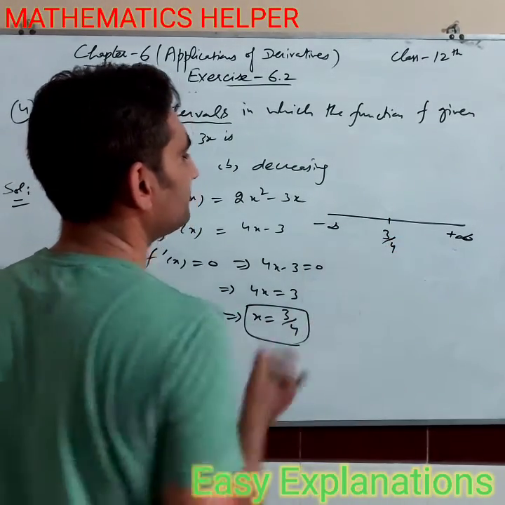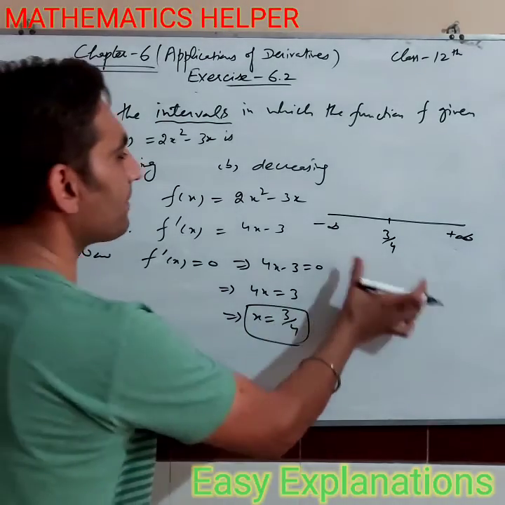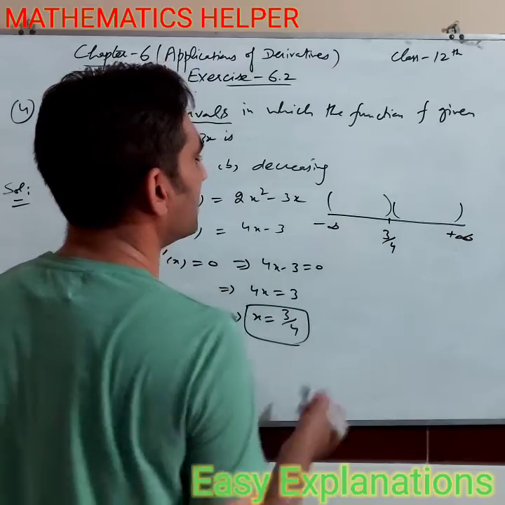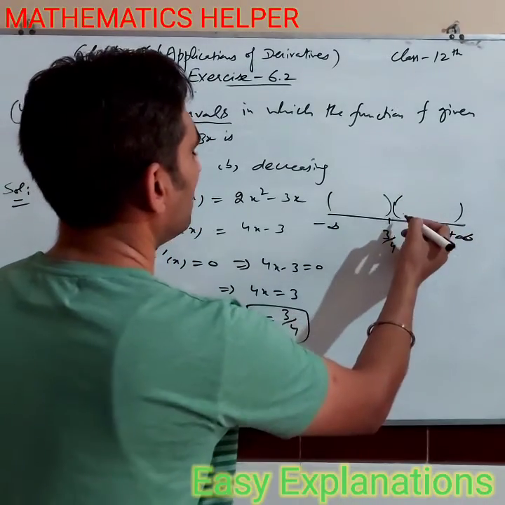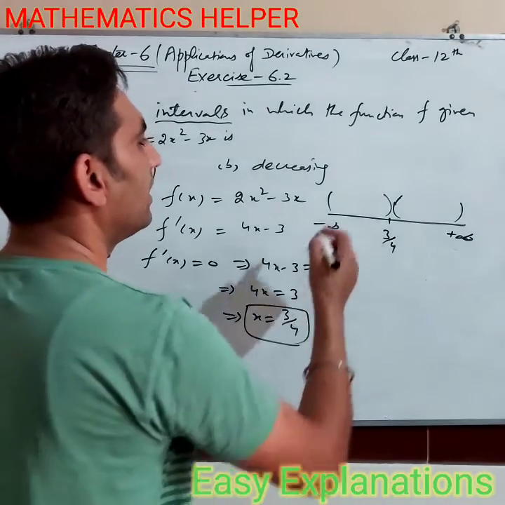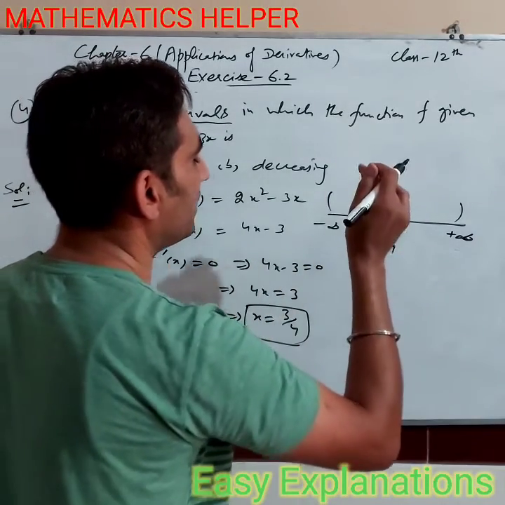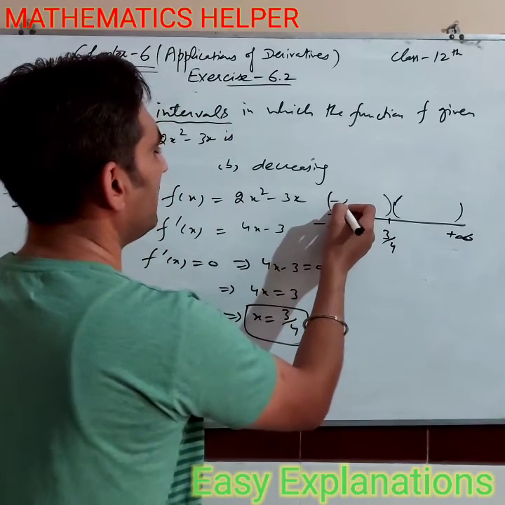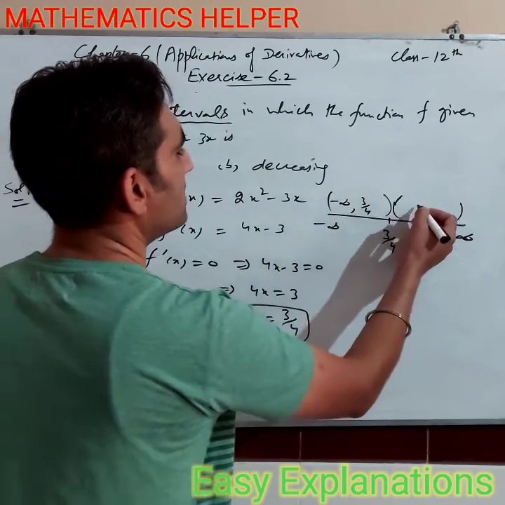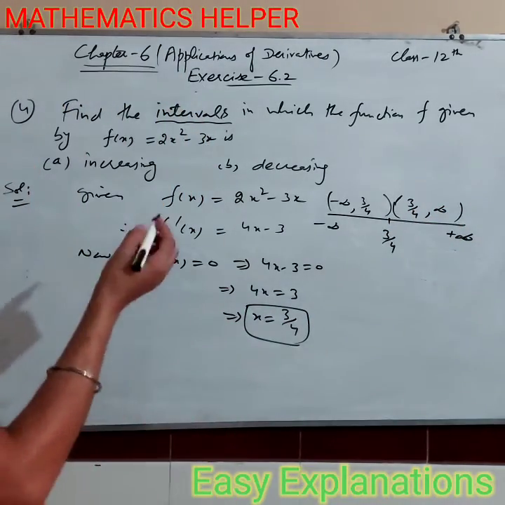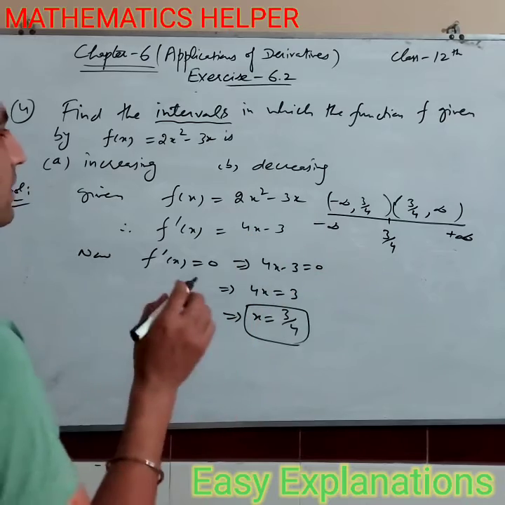You have a point x which lies on this number line. This 3 over 4 is the breaking point of this interval. It will divide this whole interval into two disjoint intervals. Don't consider 3 over 4 in between these intervals. It is only the point of breaking the interval in two parts. So first will be minus infinity to 3 over 4. Second will be from 3 over 4 to plus infinity. So we will check where it is increasing and where it is decreasing.